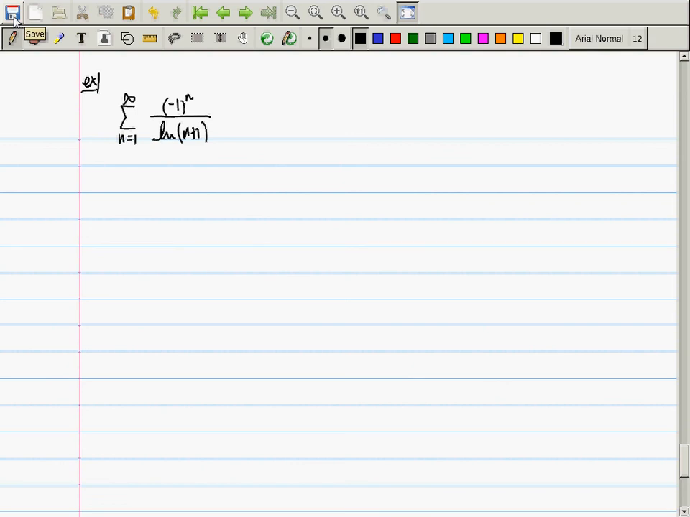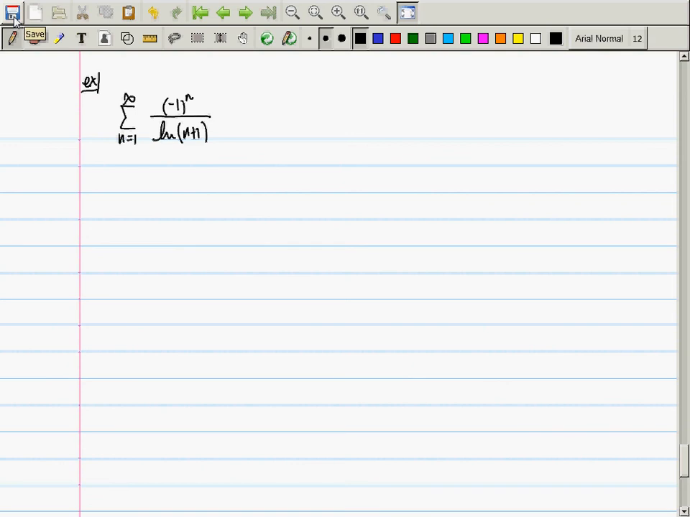Okay, so then next, can you integrate this? And the answer is no. What would you even do with the negative 1 to the n? That would become negative 1 to the x, which is not a function in the sense of this class. You can't even write the function, so therefore, you can't use the integral test.